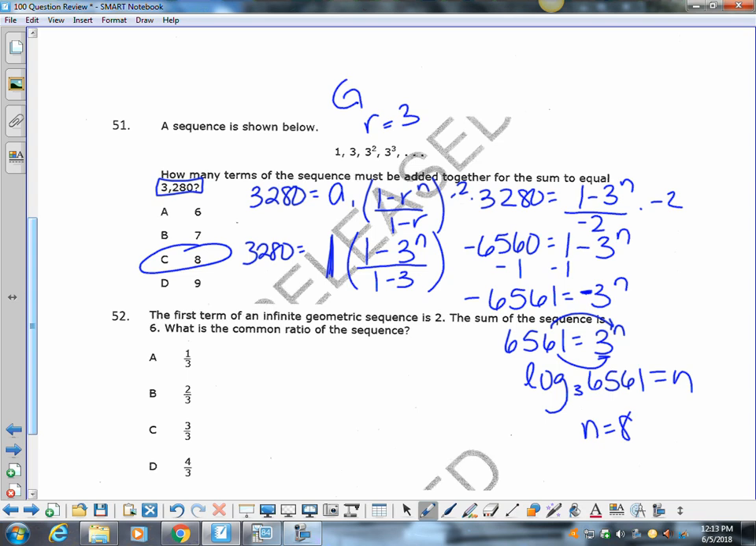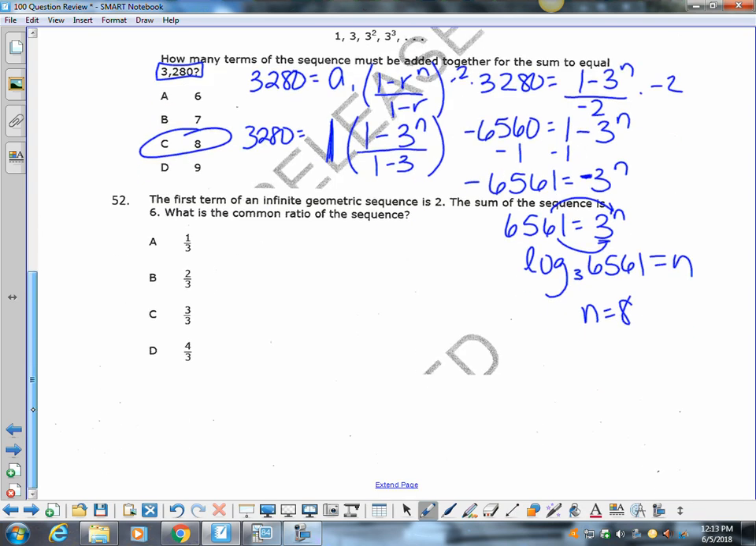So lots of really good math in that problem. It's got some logs in it. It's got some good algebra in it. It's got some formulas, making sure you knew it was geometric. So that's a really good problem for them to choose to put on your exam because it covers a bunch of topics. Number 52, it says the first term, infinite, is a 2.